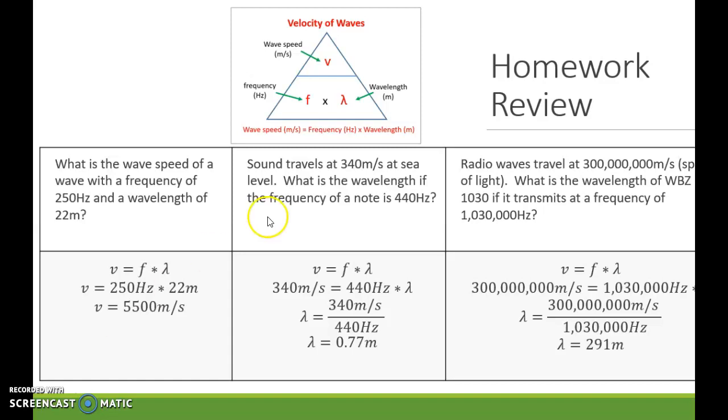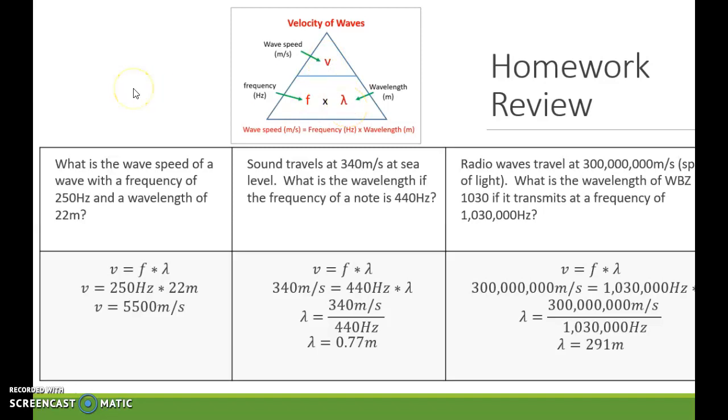So keep in mind it's all based off of this triangle here, where you have the V on the top, which represents wave speed, the F represents frequency in hertz, and then the lambda represents the wavelength in meters. So if they're beside each other on the bottom, you multiply. If there's one over it, to find the other one, you divide.